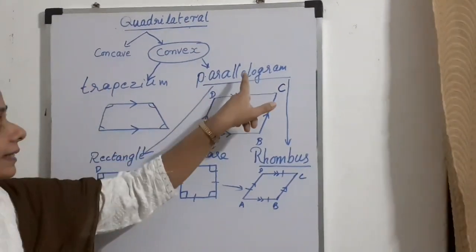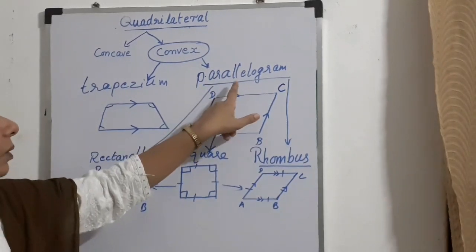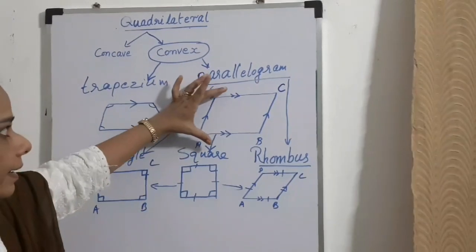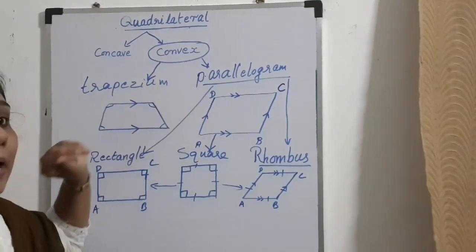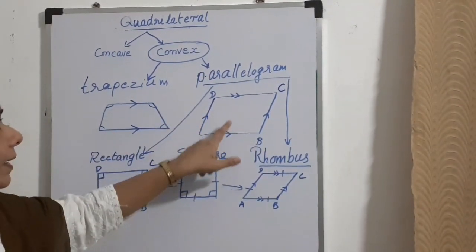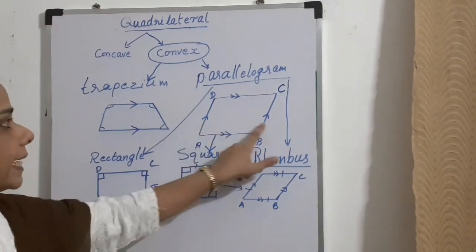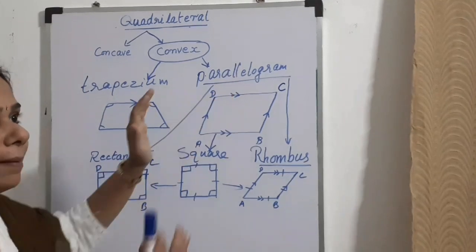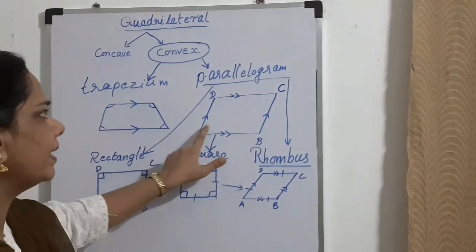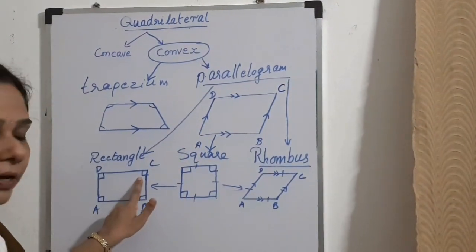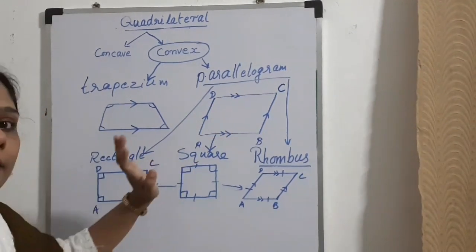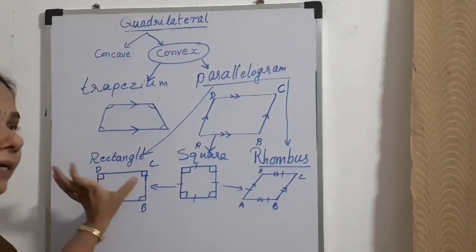Then the second categorization is parallelogram. Parallelogram means in a quadrilateral, if opposite sides are parallel to each other, two pairs of opposite sides are parallel, then it is called a parallelogram. In a parallelogram, just shift that and make the angles 90 degrees. Okay, so that will become a rectangle. So a rectangle is also a parallelogram, and the special name is rectangle.